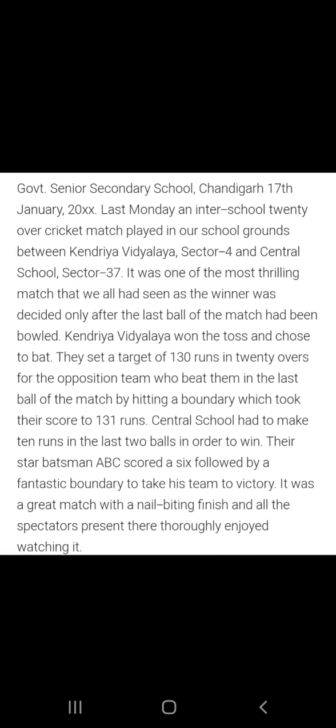Kendriya Vidyalaya won the toss and chose to bat. They set a target of 130 runs in 20 overs for the opposition team, who beat them on the last ball of the match by hitting a boundary, which took their score to 131 runs. Central School had to make 10 runs in the last 2 balls in order to win. Their star batsman ABC scored a 6 followed by a fantastic boundary to take his team to victory. It was a great match with a nail-biting finish, and all the spectators present thoroughly enjoyed watching it.